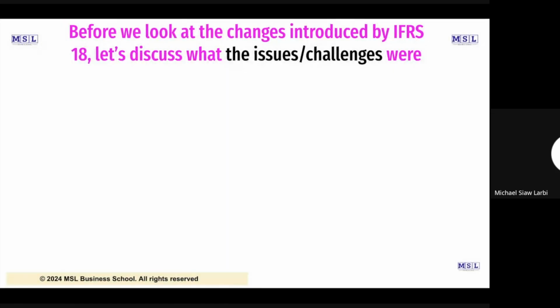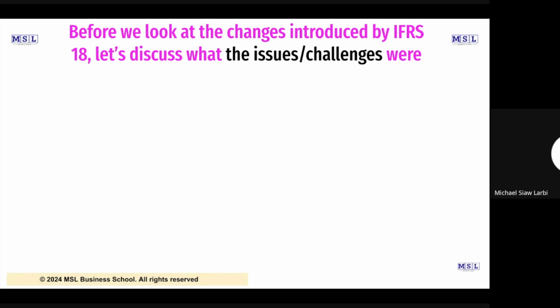But you cannot talk about the changes if you don't know the why. Do you understand, right? Why did we have to change IAS 1? Someone might think IAS 1 served us well, right? From when I was an accounting student all the way to now, we've been using IAS 1 on presentation of financial statements. So why did we have to change IAS 1?